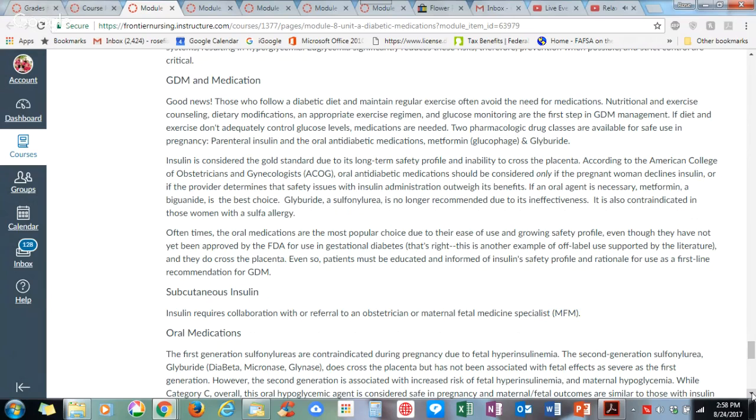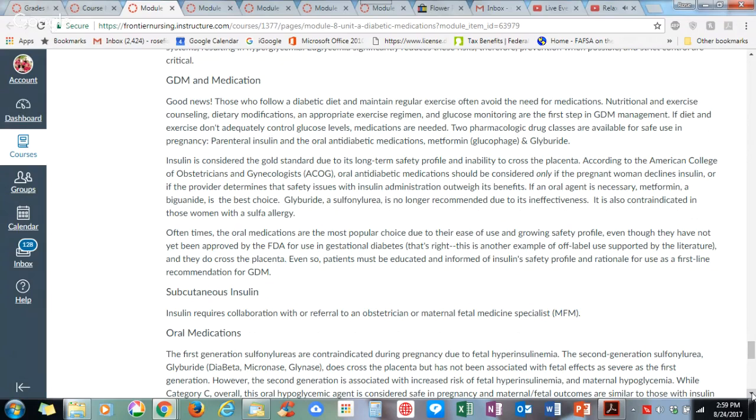Two pharmacologic drug classes are available for safe use in pregnancy: parenteral insulin and oral anti-diabetic medications, metformin, which is Glucophage, and glyburide. Insulin is considered gold standard due to its long-term safety profile and inability to cross the placenta. According to the American College of Obstetricians and Gynecologists, oral anti-diabetic medication should be considered only if the pregnant woman declines insulin or if the provider determines that safety issues with insulin administration outweigh its benefits.